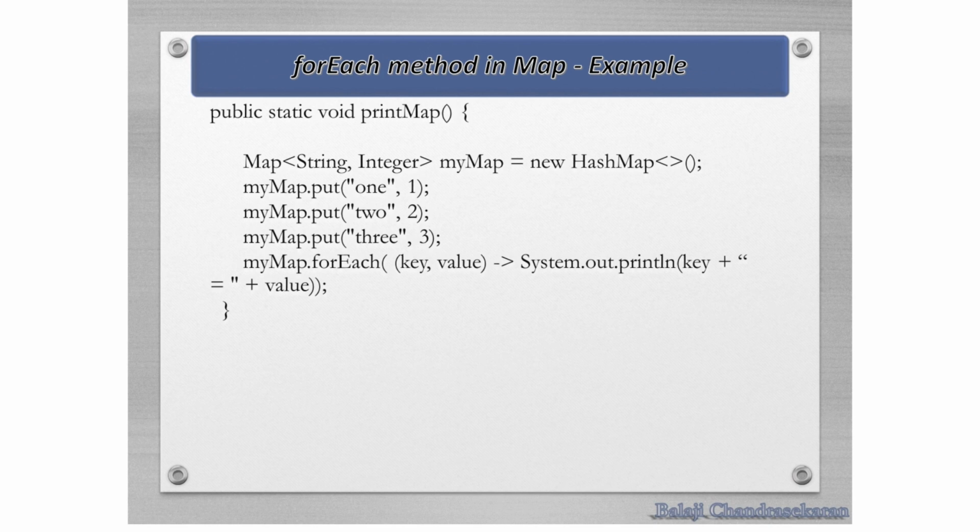The forEach method in the Map interface allows you to iterate over key value pairs in a map. Here is an example. In this example, we create a map called myMap with key value pairs. The forEach method is called on the Map interface and a lambda expression is provided as an action to be performed for each key value pair. The lambda expression prints each key value pair to the console. This example demonstrates how to use the forEach method to iterate over the entries in a map and perform a specific action for each key value pair.